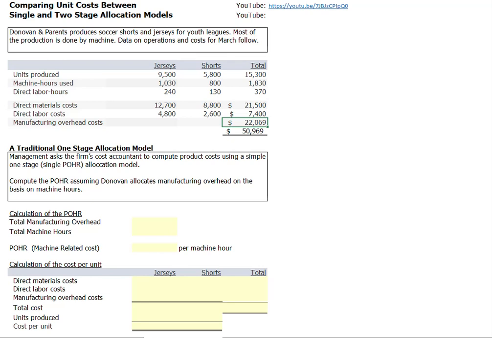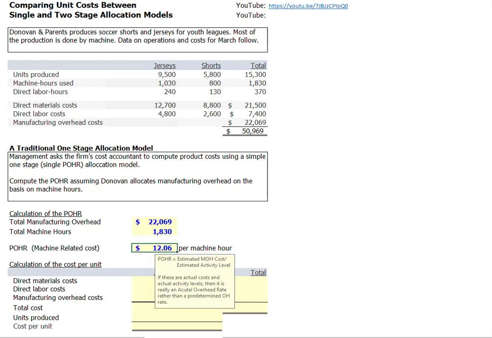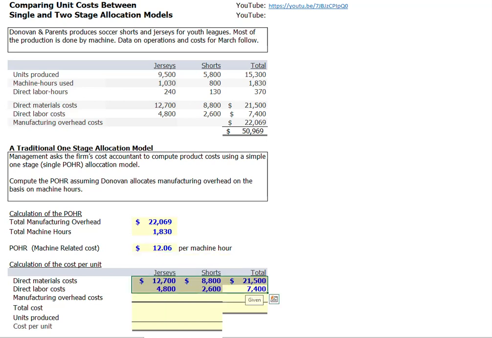Let's begin with our traditional one-stage model, and we're going to assume that we're going to allocate overhead based on machine hours. The first thing we need to do is pick up our total manufacturing overhead, which again was given, and our total machine hours, which is also given information. We then calculate our predetermined overhead rate by taking the 22,069, dividing it by 1,830, and we get an estimated predetermined overhead rate of $12.06 per machine hour.